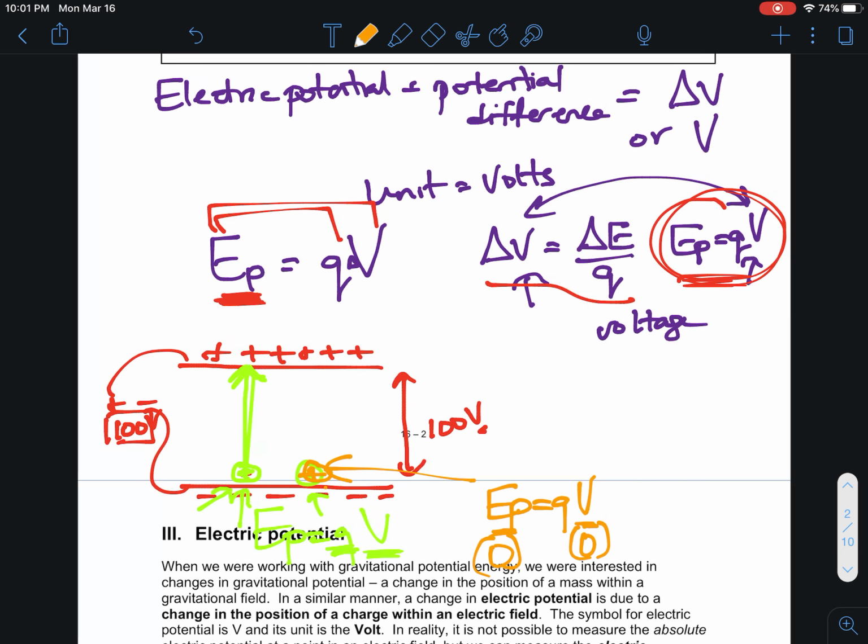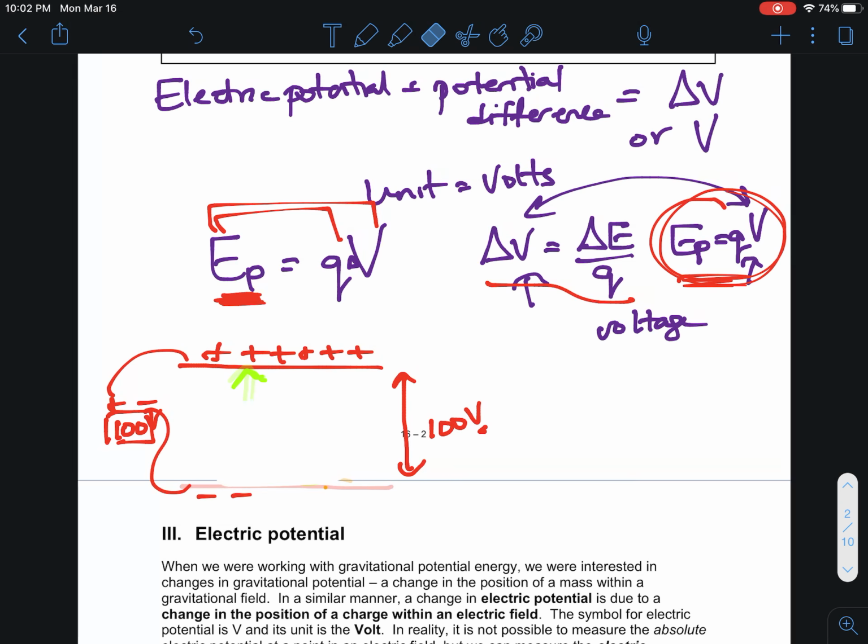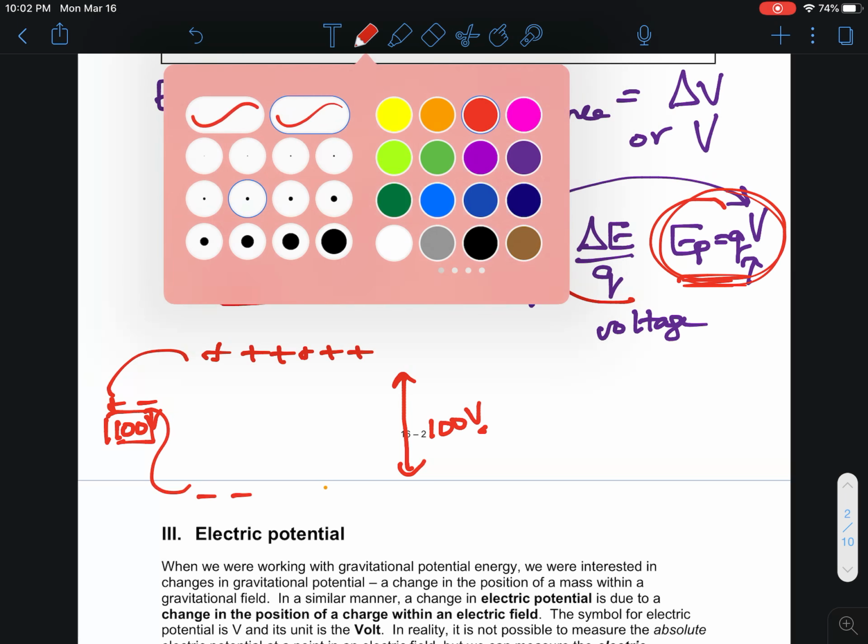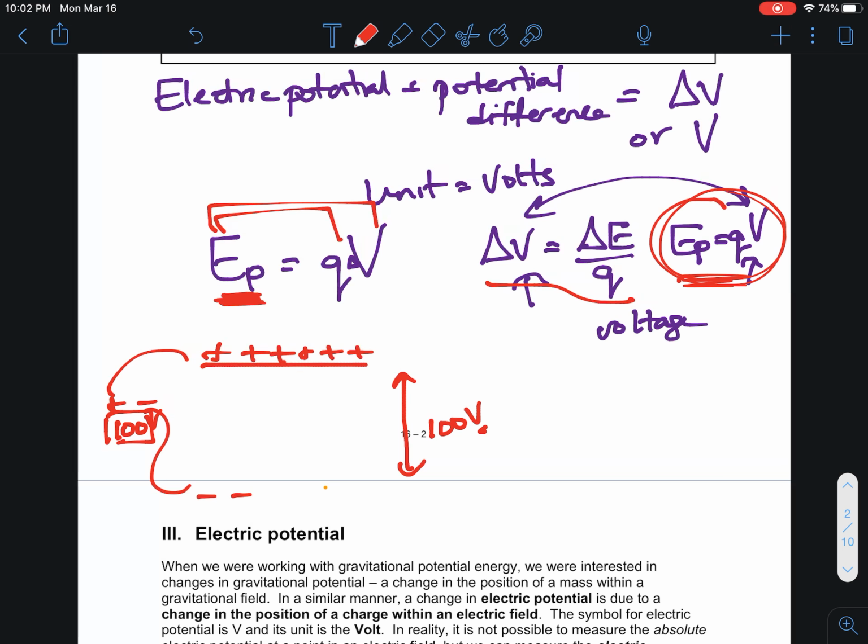Where will it go and how much potential difference will it pass through as it moves the way it wants to go? All right, now if I erase all of this, I'll give you a new example. Same scenario, same potential plates. So the top plate is positive, the bottom plate is negative. There's 100 volts of potential difference between those two plates.